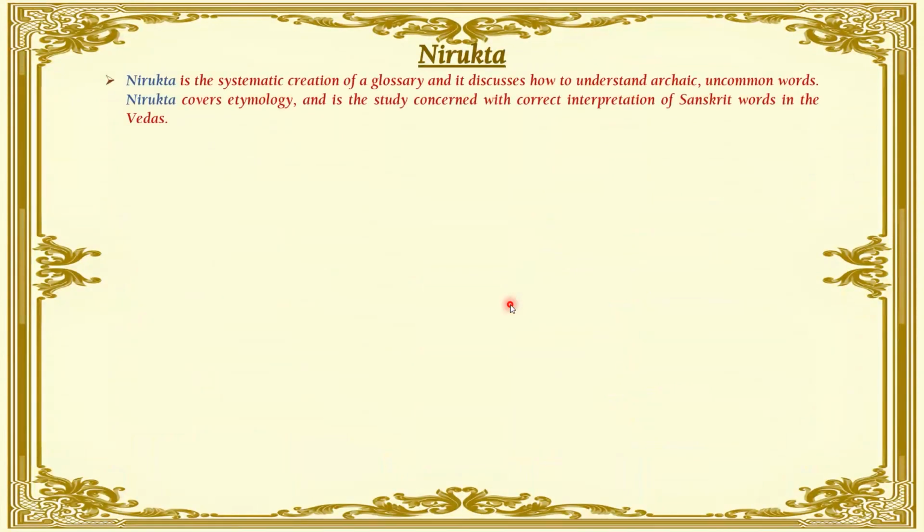Next we have the Nirukta. The Nirukta means the ears. How do we comprehend the meaning? It refers to the systematic creation of a glossary, and it discusses how to understand archaic and common words. Nirukta covers etymology and is a study concerned with the correct interpretation of Sanskrit words in the Vedas.